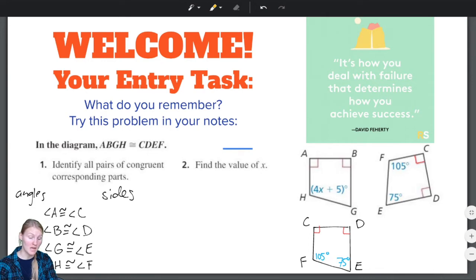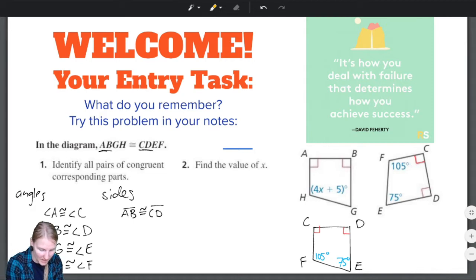Now, we can do the same thing for our sides. I can say AB is congruent to CD, because A and B are the first two letters, and C and D are the first two letters. Now let's check. AB is right here. Does it match up with CD? Yeah, they're both on the top of our shape. So perfect, perfect. Okay, let's keep going.